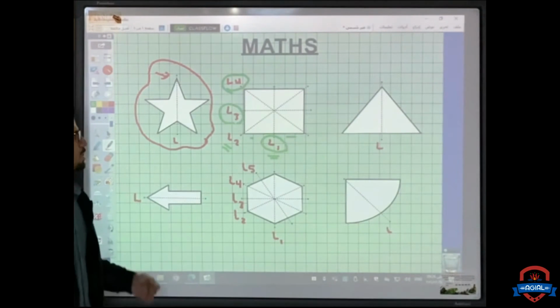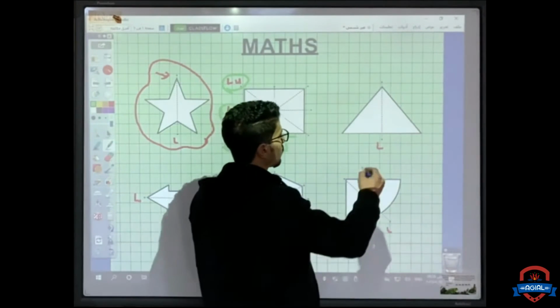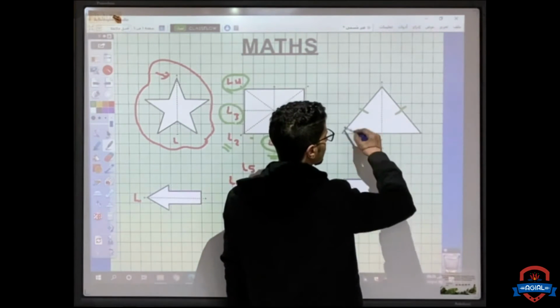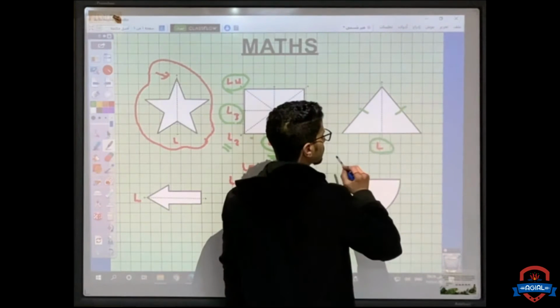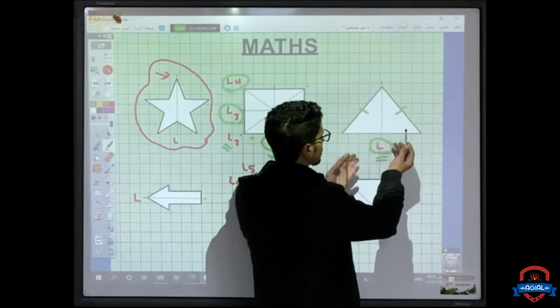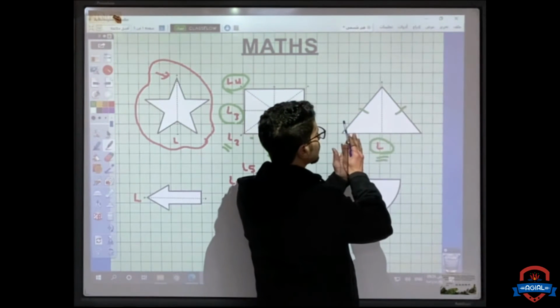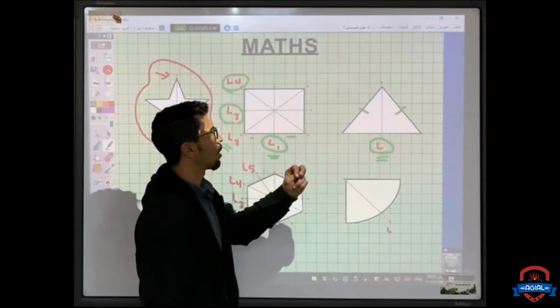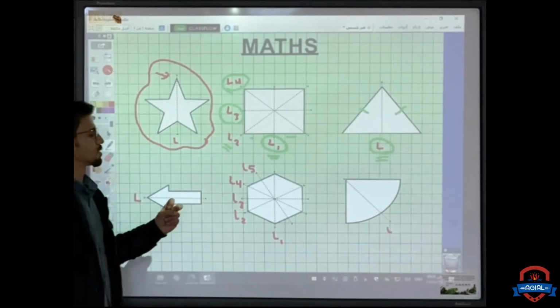And if we look at this isosceles triangle, we have these two sides equal in length, and this triangle has just one axis of symmetry. And when we look at this axis of symmetry, we can fold this triangle on the axis of symmetry, and the two halves will coincide on each other.